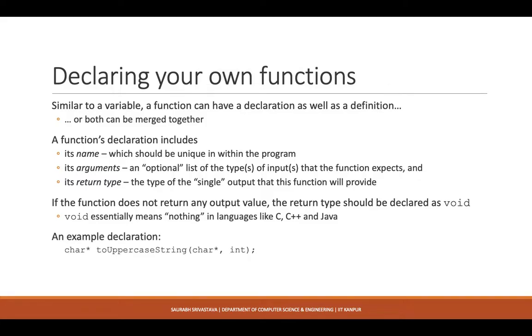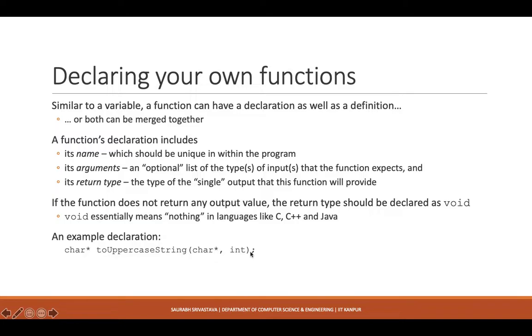And this is how an example declaration looks. You have the name, this is the name of the function. This is the return type, and these are the parameters, the arguments, by the way. What this says is that there is a function called toUppercaseString, and the inputs to this particular function are two. Number one, it's a character pointer, a pointer to a character, whatever way you want to say it. And the second one is an integer. This is what this particular part means.